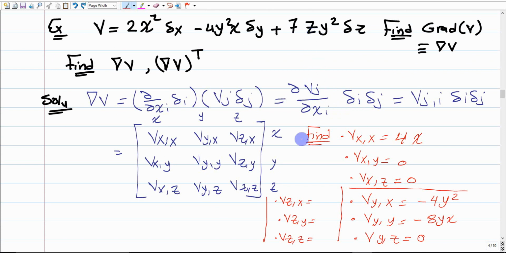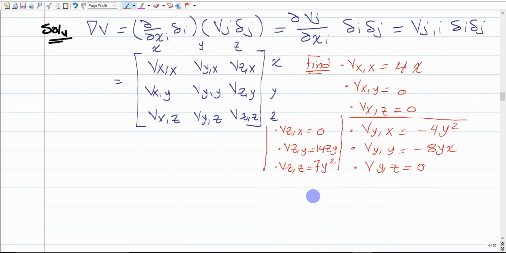So the vz comma x should be 0, there is no x there. The vz comma y should be 14zy, and the vz comma z should be 7y squared. Agree? Then your objective is just to fill in this tensor. So we're going to end up with the tensor after doing these calculations. The tensor will be in this form.